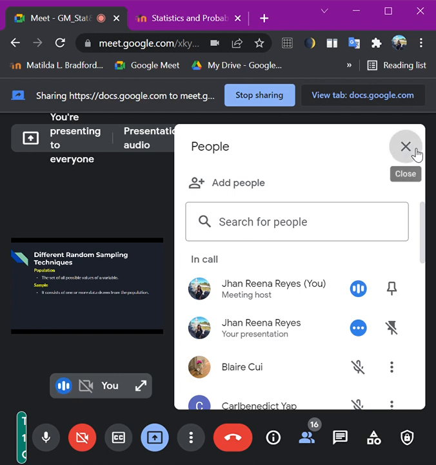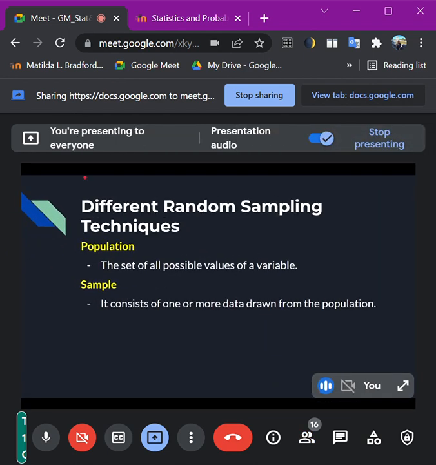Okay, let's proceed with Mascardo. Please read. Sample consists of one or more data drawn from the population. Okay. It consists of one or more data drawn from the population, or it means to say gikan ra ni siya sa atuang population, ang atuang sample.